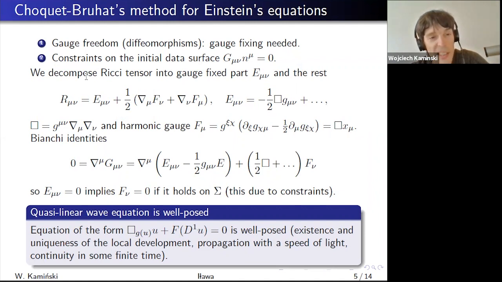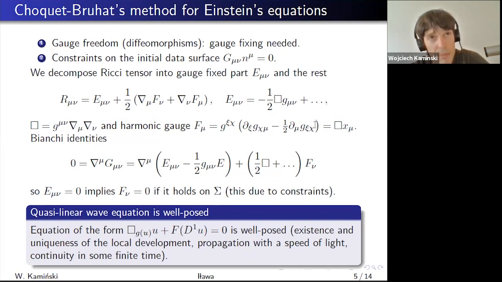Okay, and this method of Choquet-Bruhat is the following. Let us first look at the Ricci tensor in, say, harmonic gauge. So harmonic gauge is when this F mu is equal to zero. This F mu is basically a D'Alembert operator on the coordinates, all possible coordinates in our system. So the D'Alembert operator is this Laplacian in Lorentzian geometry.